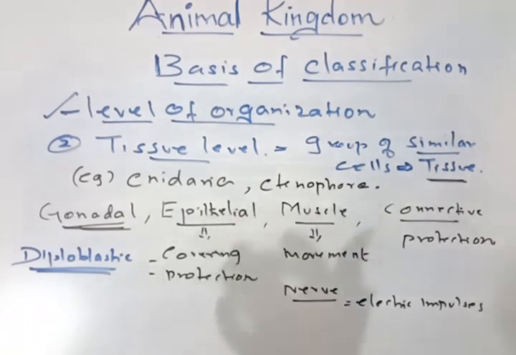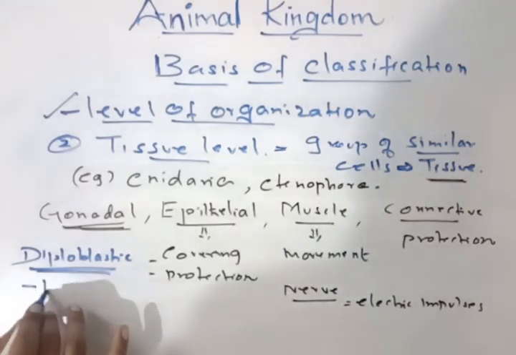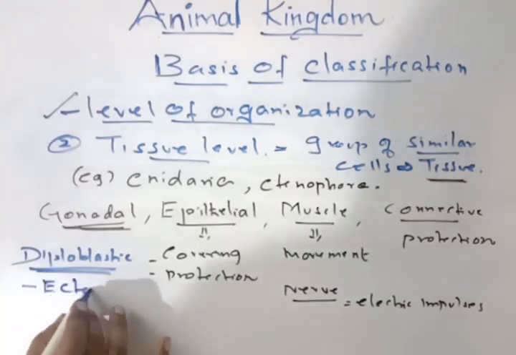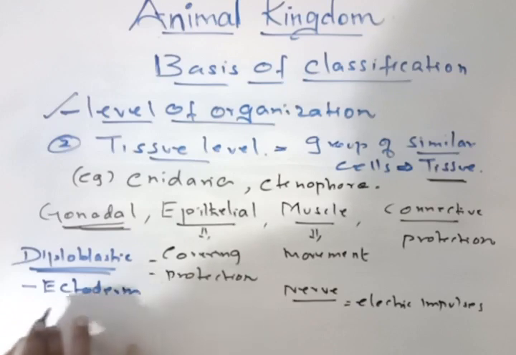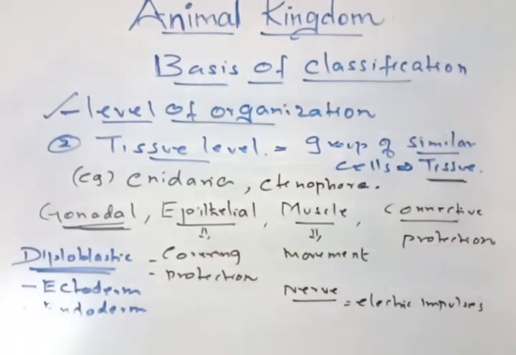Okay, for example, you will have this Hydra also. So what is this? Diploblastic, two layers. The outer is called ectoderm, the outer membrane, and the inner you will have endoderm. So these two layers, ectoderm and endoderm. Then one undifferentiated tissue will be there, but it is called mesoglea.